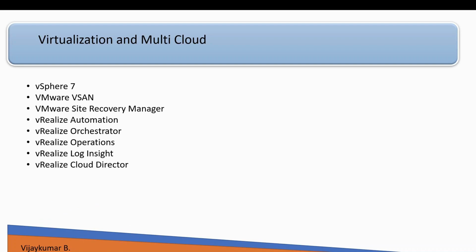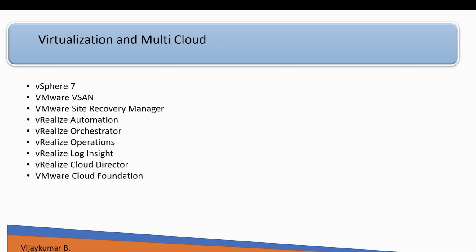The next product on the line is vRealize Cloud Director. Basically, it's a solution to take your entire infrastructure to the next stage, that is, build a private cloud. So it's one product, but it doesn't work as a standalone. Again, it has to be integrated with VMware vSphere and other solutions like VMware vRealize Automation, Orchestrator, and other components.